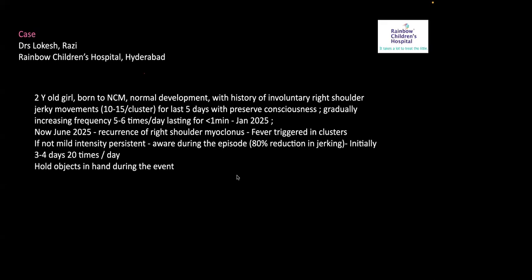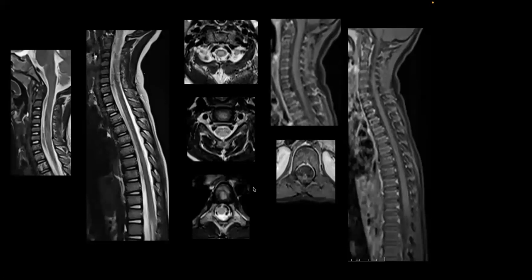Then they got admitted, and the initial possibilities were infection, para-infectious or demyelinating causes producing segmental myoclonus, and initial MRIs were done. They got the MRI brain done, and then the MRI spine we got done at our center. Sorry, I don't have the brain images. Anything on the brain, Razi? Brain was normal. Sorry, Anas.